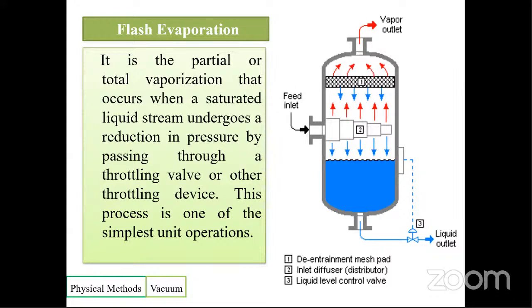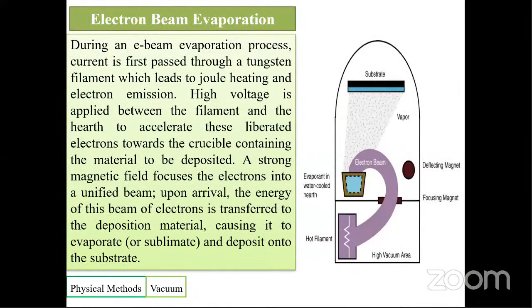Now the next one is the flash evaporation technique. It is basically partial or total vaporization that occurs when a saturated liquid stream of that material undergoes a reduction in pressure by passing through a throttling valve. Throttling valve means there is a valve through which we can control. This may be a valve also, or some mass flow controller and all those things. This is one of the simplest techniques which are available.